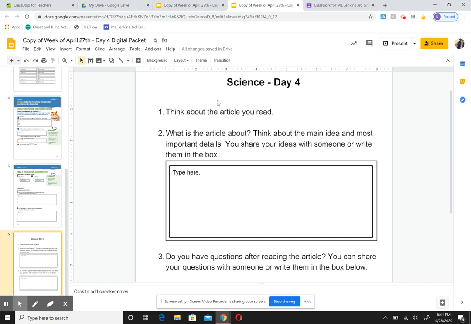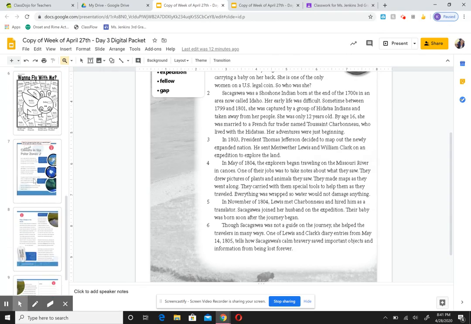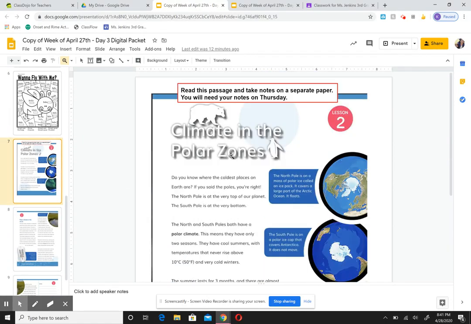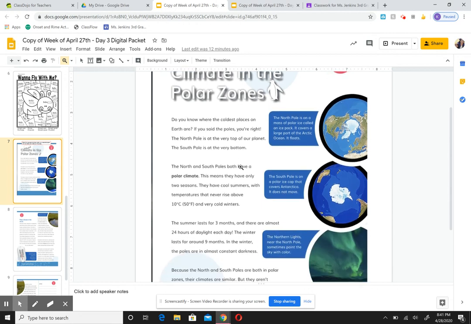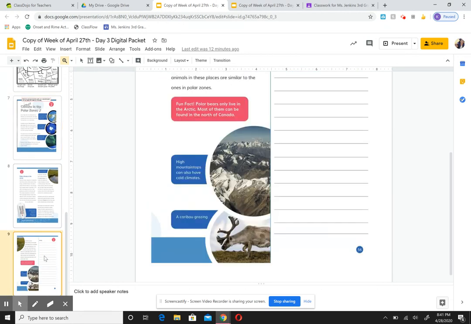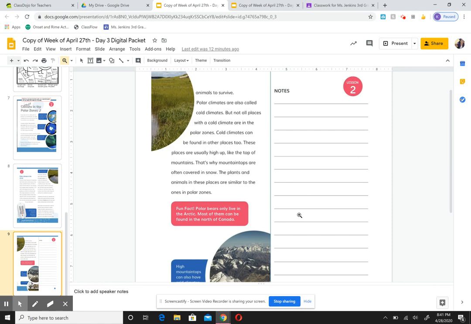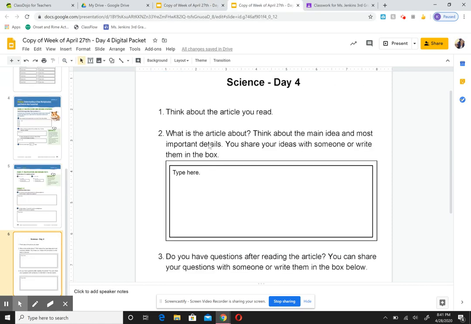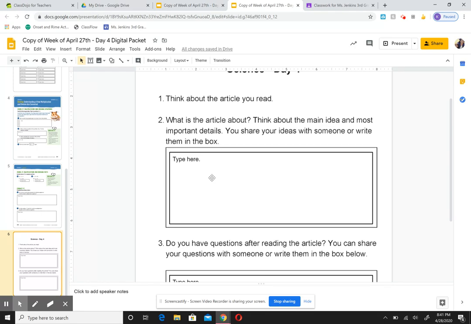Science. Think about the article that you read, which was yesterday. So, down here, it's about the climate in the polar zones. So, you should have taken notes on this. If you did, they should be right here or on a separate piece of paper, whatever you feel comfortable doing. So, what is the article about? Think about the main idea and the most important details. Share your ideas with someone or write them in the box. So you don't have to type this out. You can just talk to somebody about it.